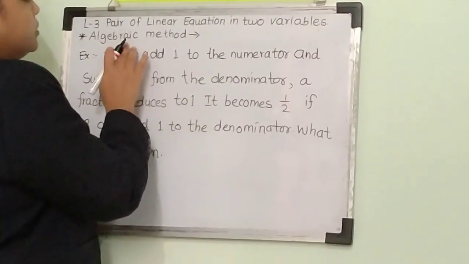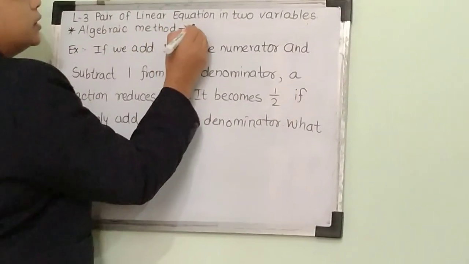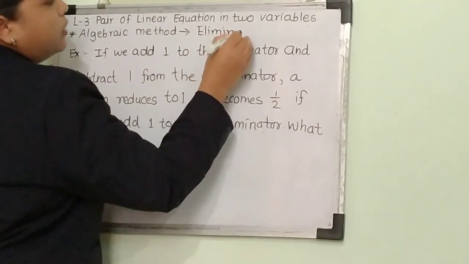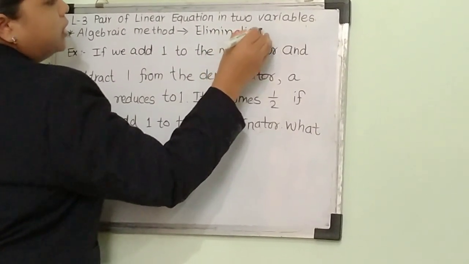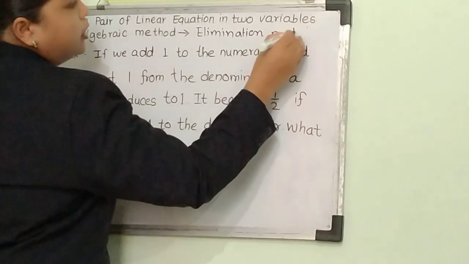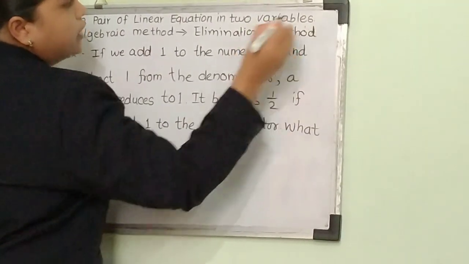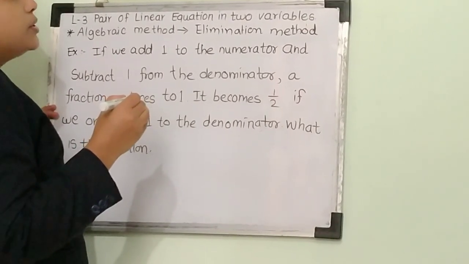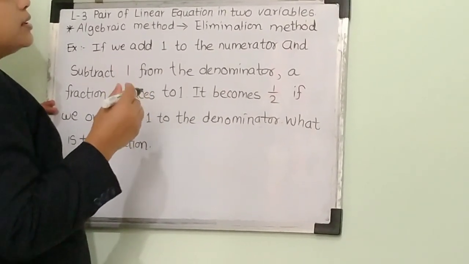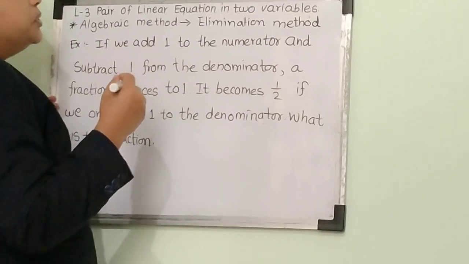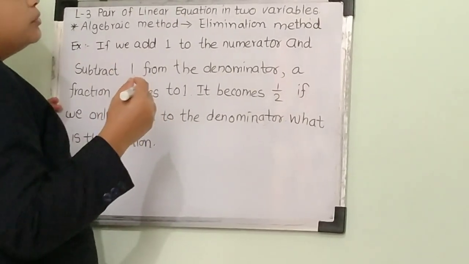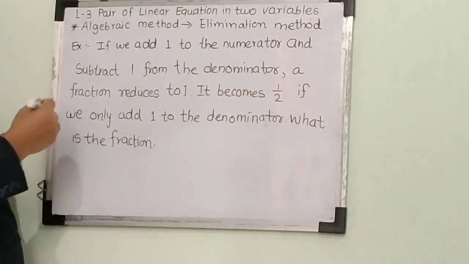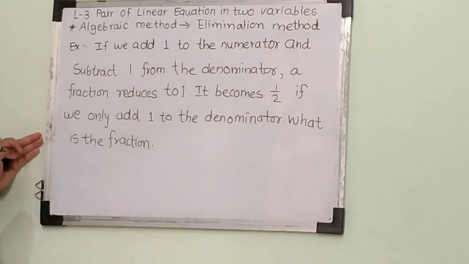Now we are going to see the second algebraic method, that is the elimination method. As the name suggests, elimination means that we have to eliminate either the x coefficient or the y coefficient. It means that the x term or y term we are going to eliminate, so we get the solution of the given pair of linear equations.